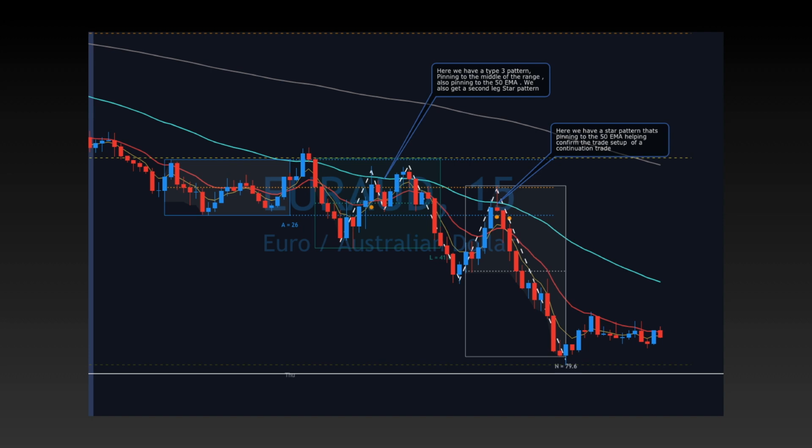Because it's an M, we have the 5 candles between the first and second leg. And it's pinning to a 50 EMA. There's your confirmation for a trade. The entry on this type 3 here is going to be that blue candle that's a pullback after that big red bearish candle, because that big red bearish candle confirms the star pattern.